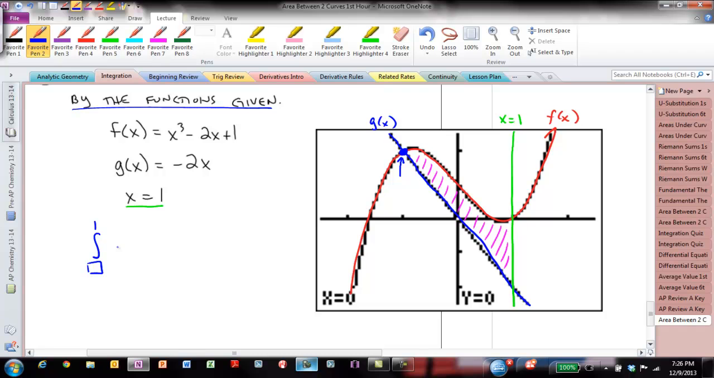And that it is red on top, so f of x, minus blue on bottom, g of x, dx. Okay, and then you may ask, well, why the heck didn't you use this last function? Well, first of all, x equals 1 is not a function. It is a vertical line. Okay, it won't pass the vertical line test.